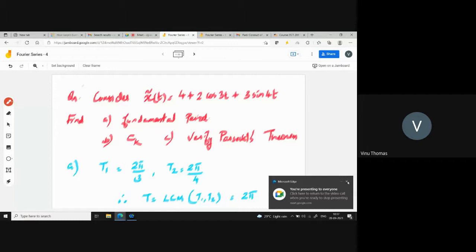So we will work out a few questions on Fourier series today. We will apply the properties of Fourier series to solve some of the questions. Okay, so we'll start our discussion for today.